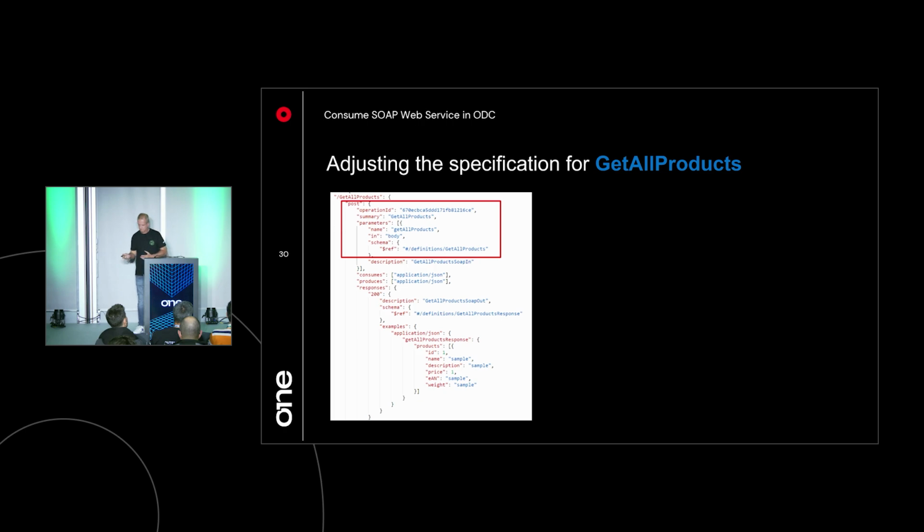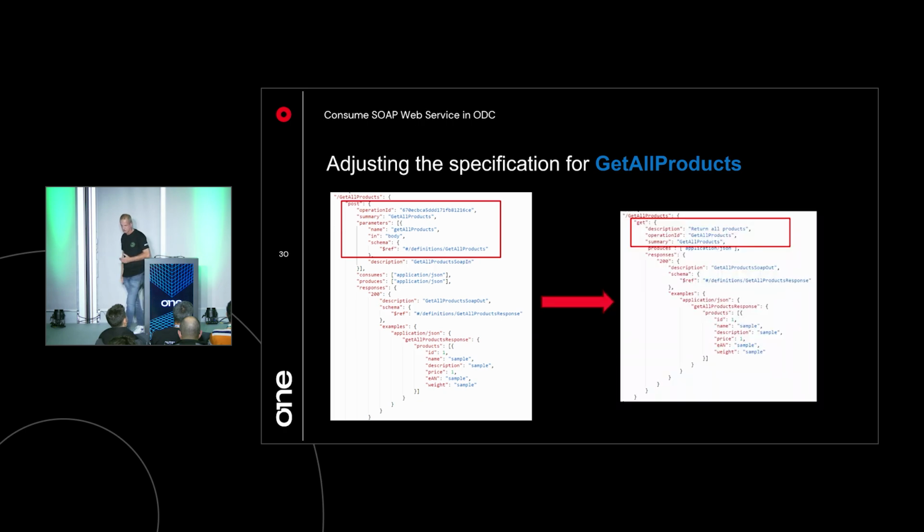So I think that's an easy change. We change post to get. We copy paste the correct name of the method there, and we remove a few lines that were the input parameter. And thereby this method is fixed.